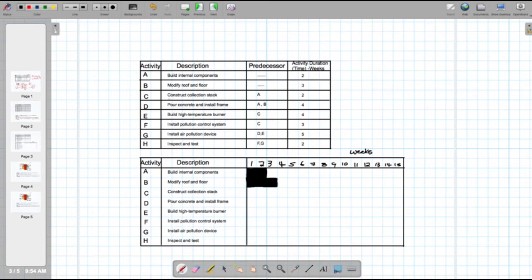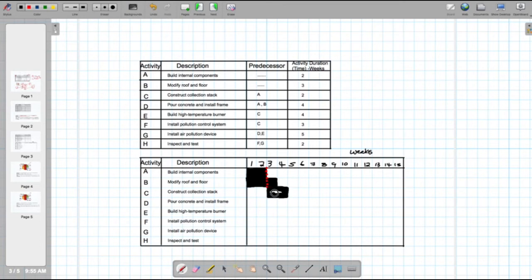Then you have activity C, which is to construct collection stack. Activity C is dependent on A. So you see there, activity C, the predecessor is A. So what you do is you come to activity C, you link it to where A has ended. A ended on the second week, you see there. So that's where activity C should begin. Let me just show you that. So activity C should begin here, and it's going to take us 2 weeks. So 2 weeks, it's up to the fourth week. So that's how you do it there.